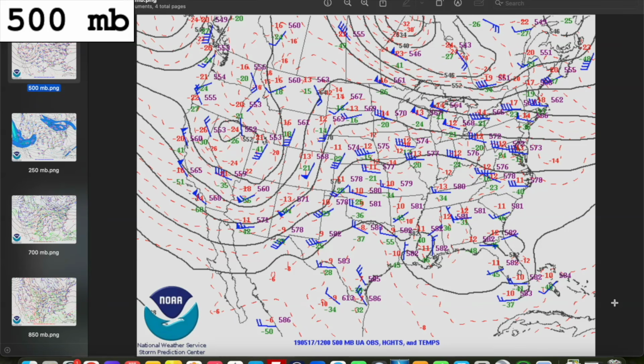I like to start at 500 millibars because it really gives us a good idea of the overall background pattern, and we can make a lot of assumptions just by looking at the 500 millibar map. First, let's give you a brief overview of what all of these symbols and lines mean. Basically, these blue barbs here are wind barbs. So it tells us the speed and direction of the wind.